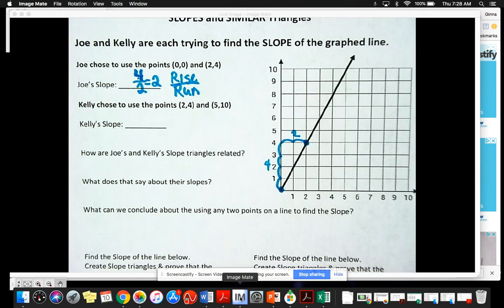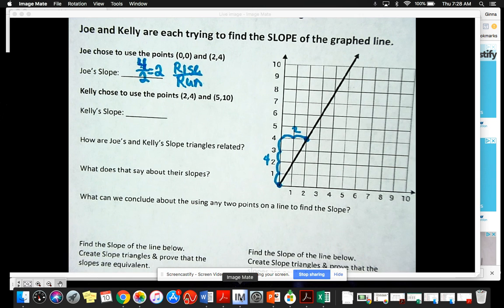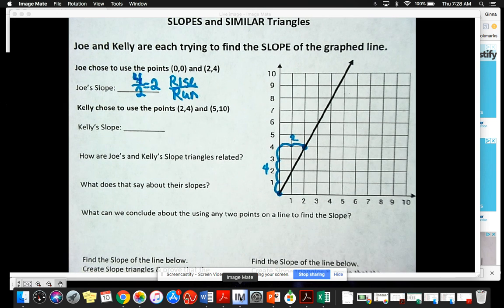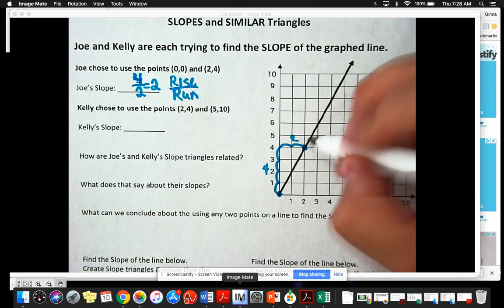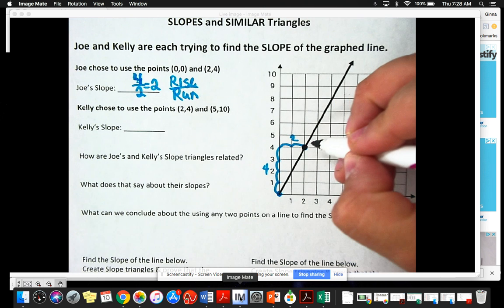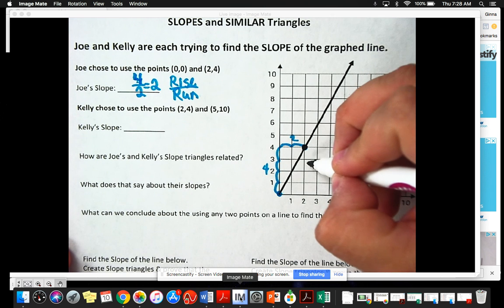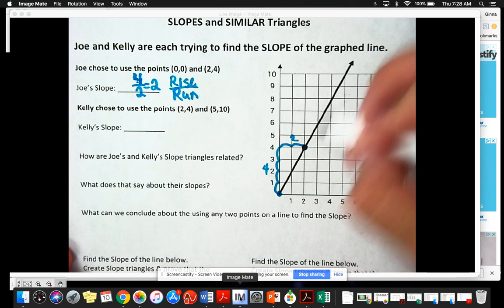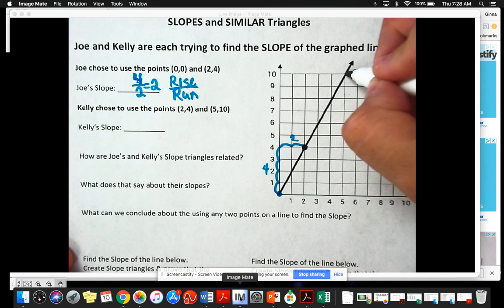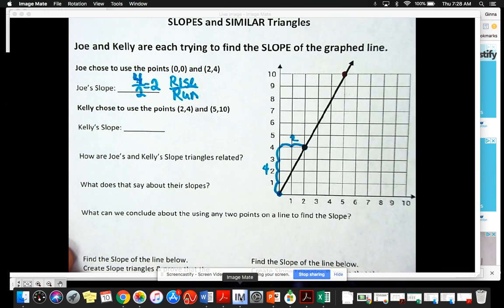Right now, we're going to do Kelly's, and we're going to see what Kelly got. Kelly chose to use a different set of points. Kelly is using (2, 4), so she's going to reuse (2, 4) just like Joe did, but she's also going to use (5, 10), which is way up here. Some of you probably already did Kelly. Kelly did it a different way. Do you think they're going to get the same answer?